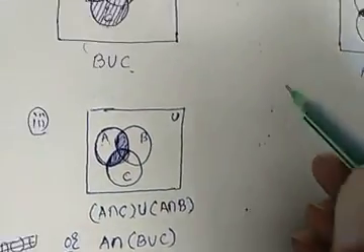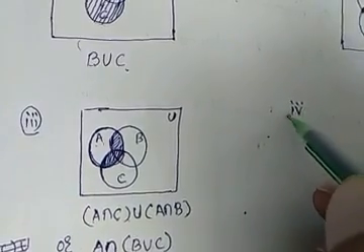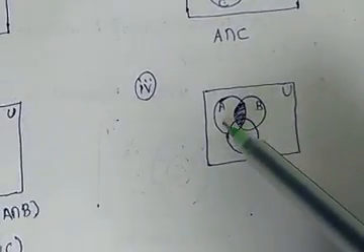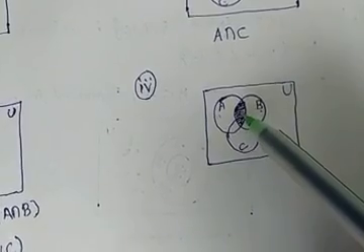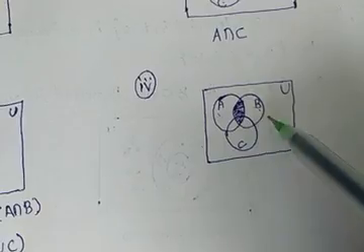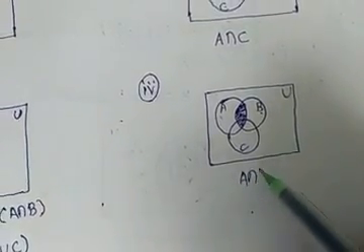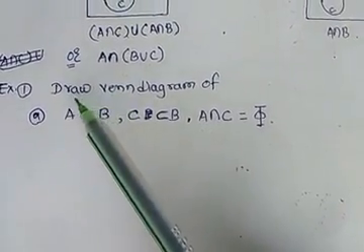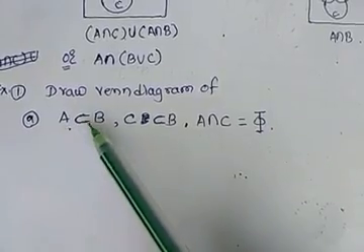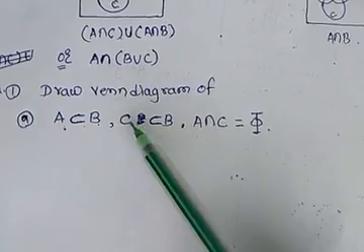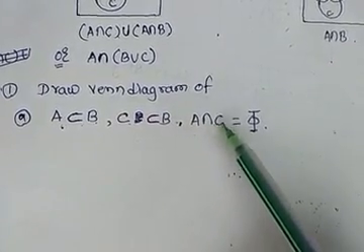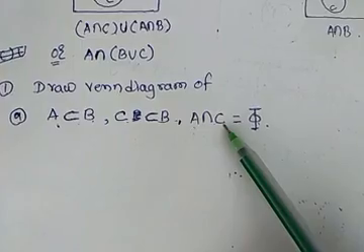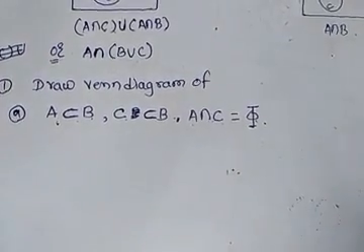Next, fourth example. Here the shaded region is the common part of set A and set B, so it is A intersection B. Now consider the next example. Draw a Venn diagram of A contained in B, A is a subset of B, C is a subset of B, and A intersection C is equal to empty set, that is, there is no common part between A and C. U will be our universal set.